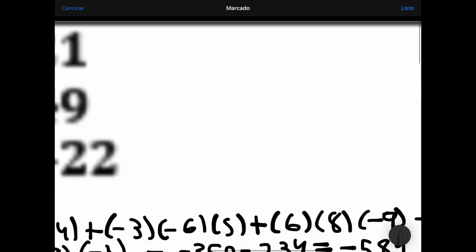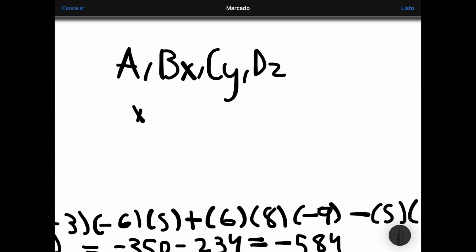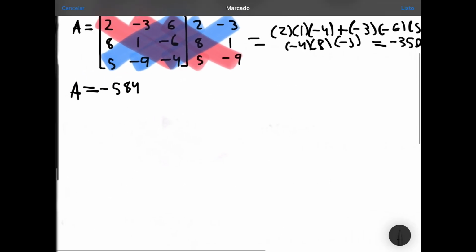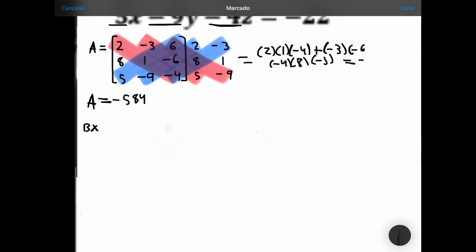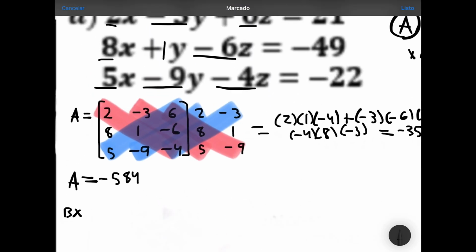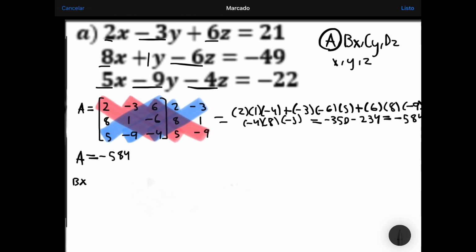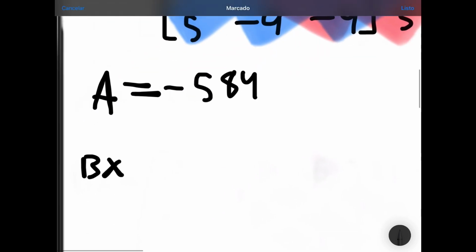So that's A. Like I said, we need to calculate A, Bx, Cy, Dz, and x, y, and z. So A is finished. Now to calculate Bx, the order of the coefficients will change, so you don't have to put them exactly like this. First we're going to write the last coefficient, which is, this one is the first, the second, the third, and the fourth. So first the 21.